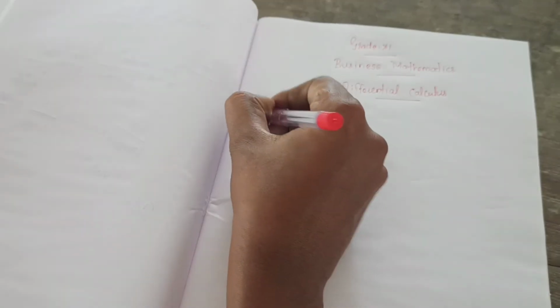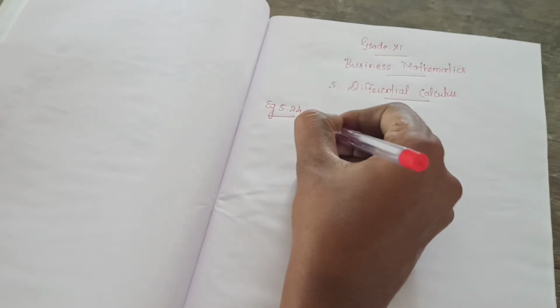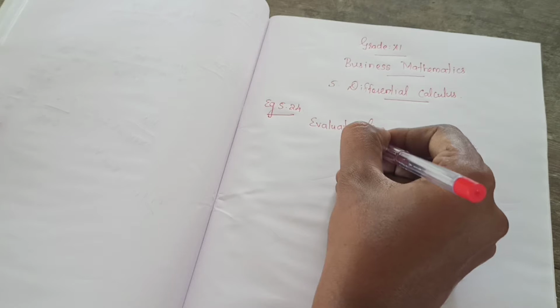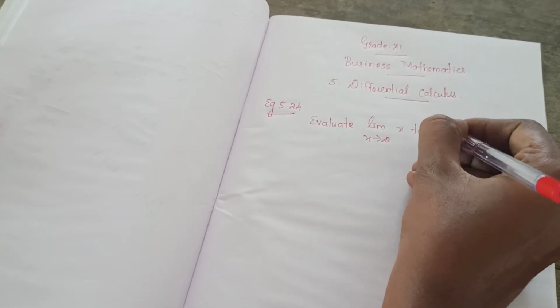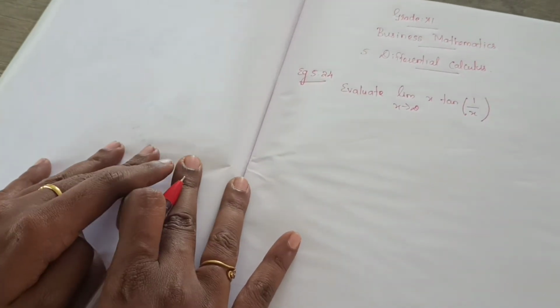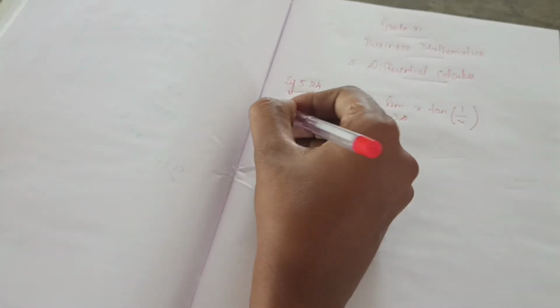Example 5.24. Evaluate limit x tends to infinity of x into tan of 1 by x. Okay, so evaluate limit x tends to infinity x tan 1 by x.